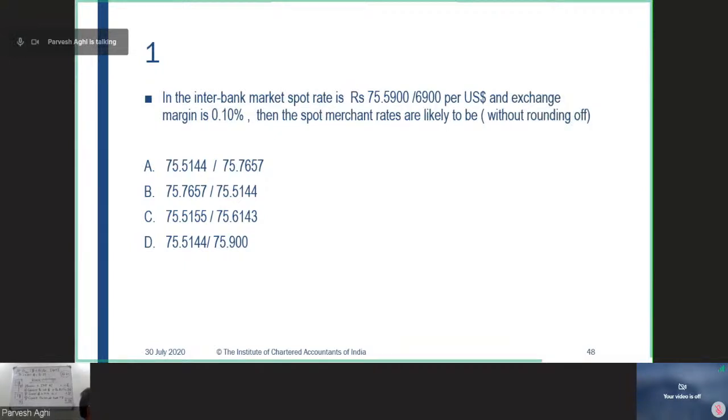Sir, we find the 6 months forward rate will be 70 into 1.4. No, it's not 0.5. I've said it is 1 year. So don't write minus 0.5, okay?